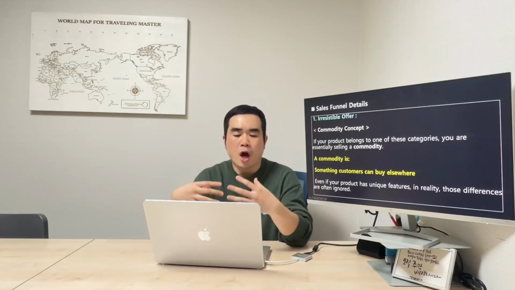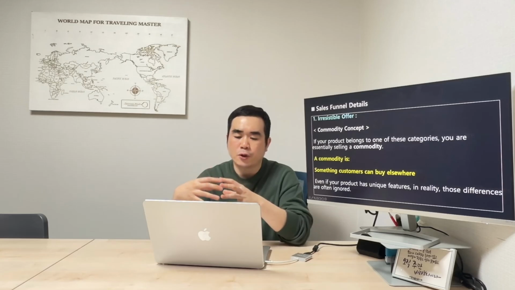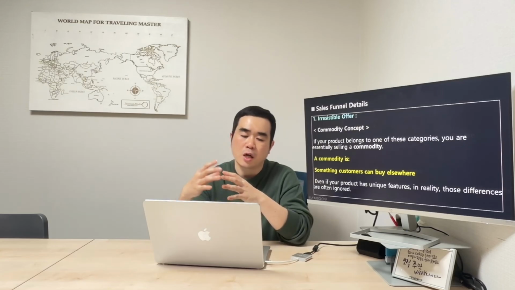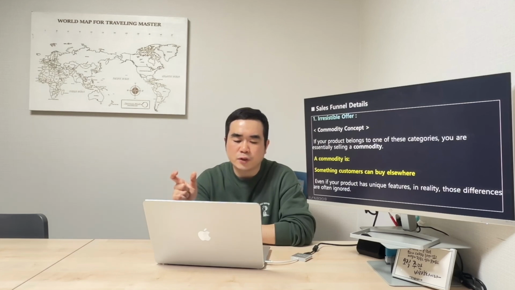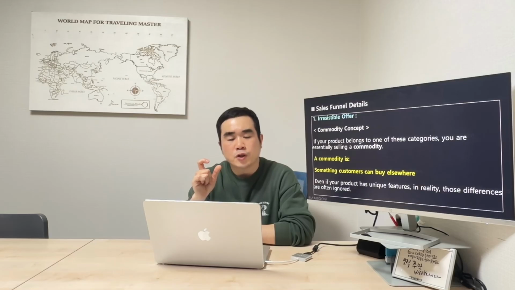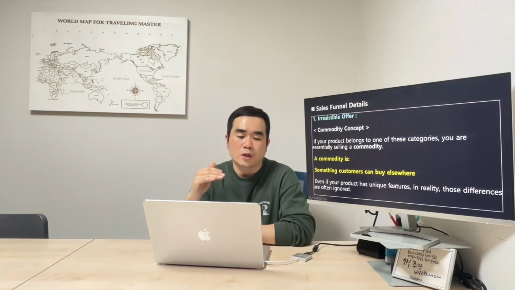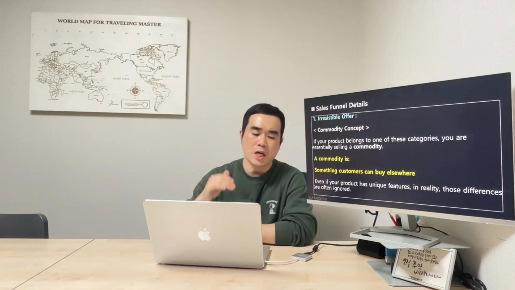So if your product belongs to one of these categories, you are essentially selling a commodity. A commodity is something customers can buy elsewhere. This is a common thing. So even if your product has unique features, in reality those differences are often ignored. So we have to understand the commodity concept. A commodity is something customers can buy elsewhere and from other people.